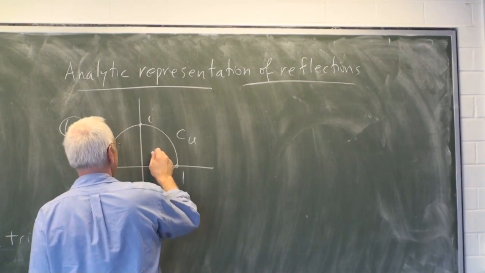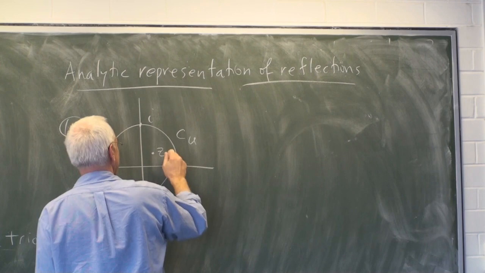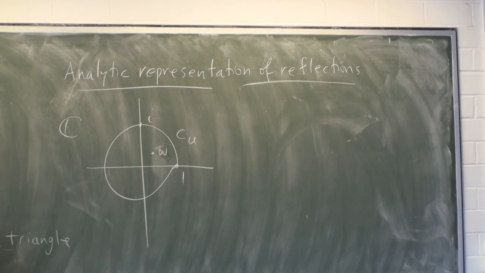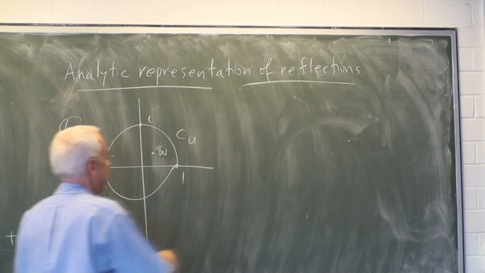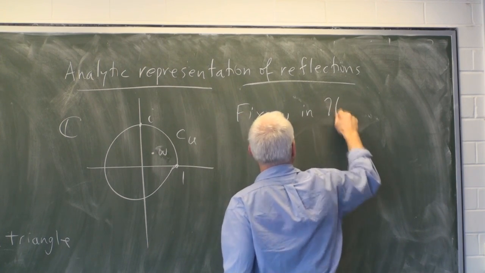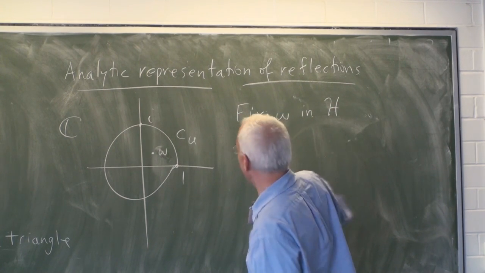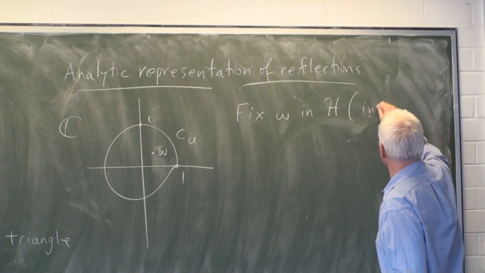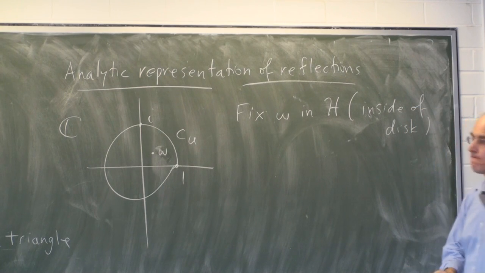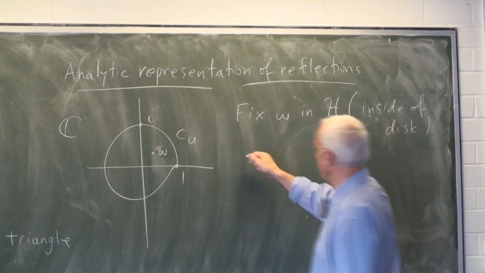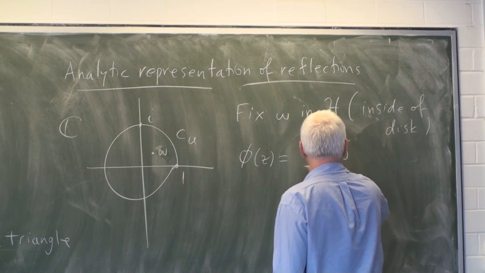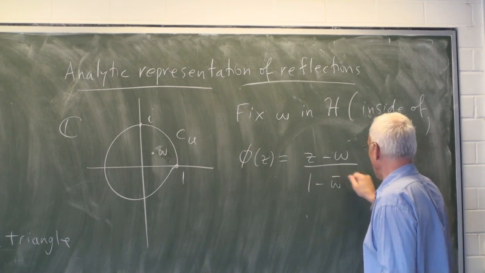So if we choose any point z naught, well, maybe I'll use w. Choose any point w inside there. Then fix w in h, our hyperbolic plane. So that's the inside of the disk. And then consider the transformation phi of z equals z minus w over 1 minus w bar times z.